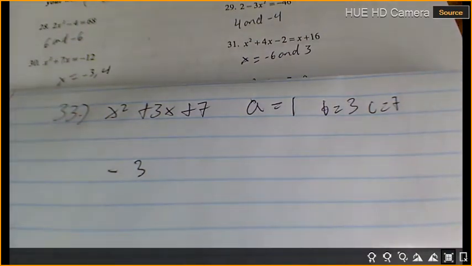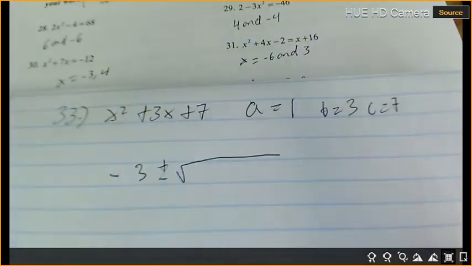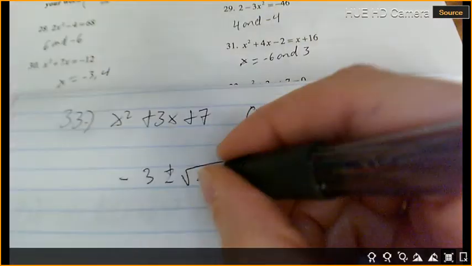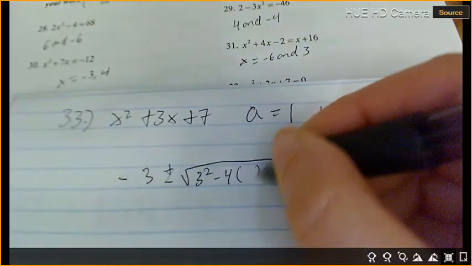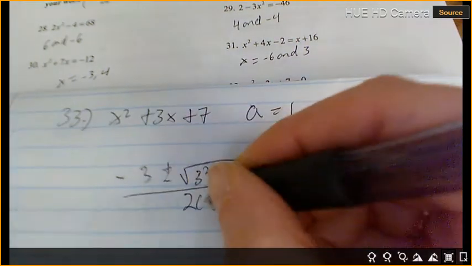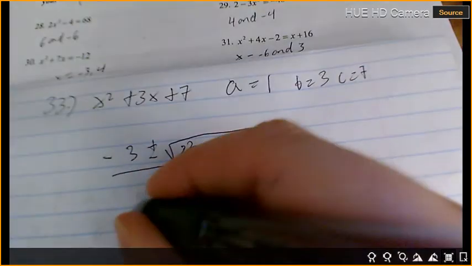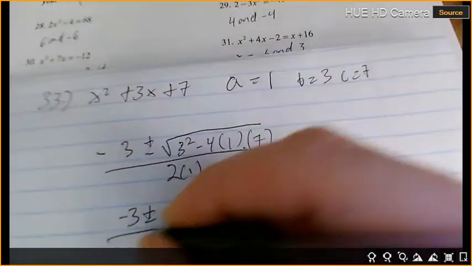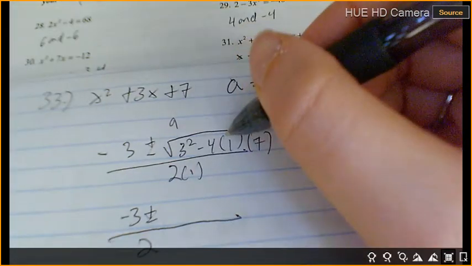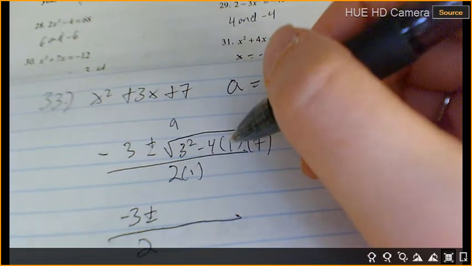Okay. So we get -3 plus or minus the square root of 3 squared minus 4 times 1 times 7 all over 2 times 1. So then I'm just going to go through and solve it. I'm going to bring -3 down, plus or minus. I'm going to bring 2 underneath. 3 times 3 is 9. 4 times 1 is 4. 4 times 7 is 28.